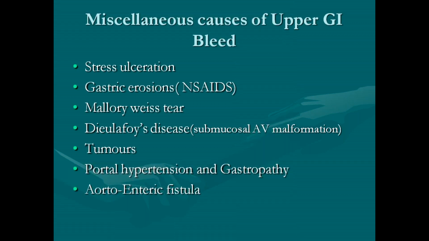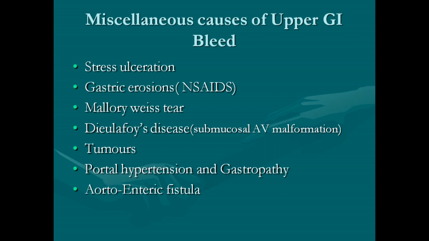So stress ulceration, gastric erosions, Mallory-Weiss tear. What is this Mallory-Weiss tear? Yes, it is a longitudinal tear in the GE junction. Then French vomiting disease. Dieulafoy's disease is a submucosal AV malformation.